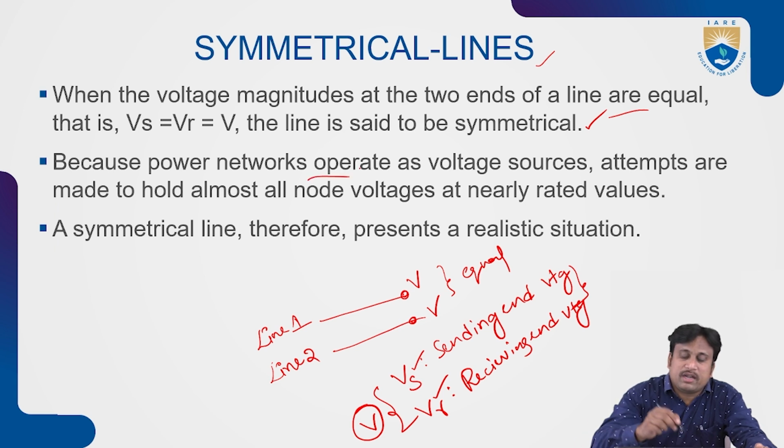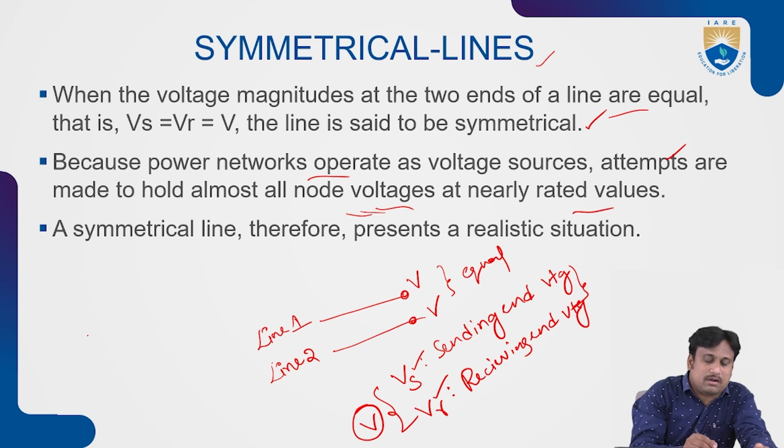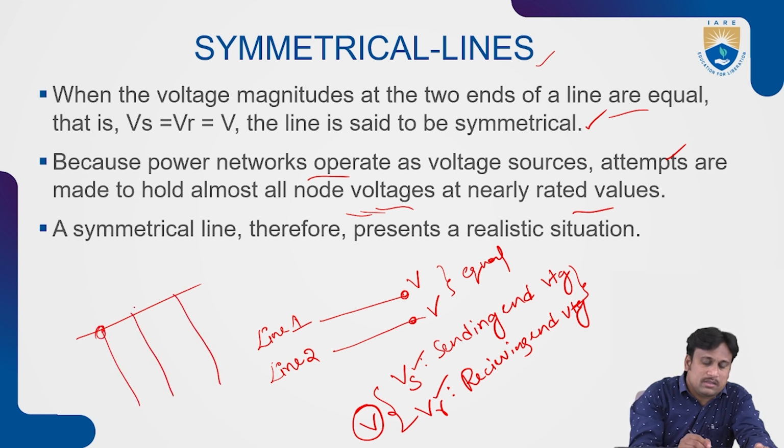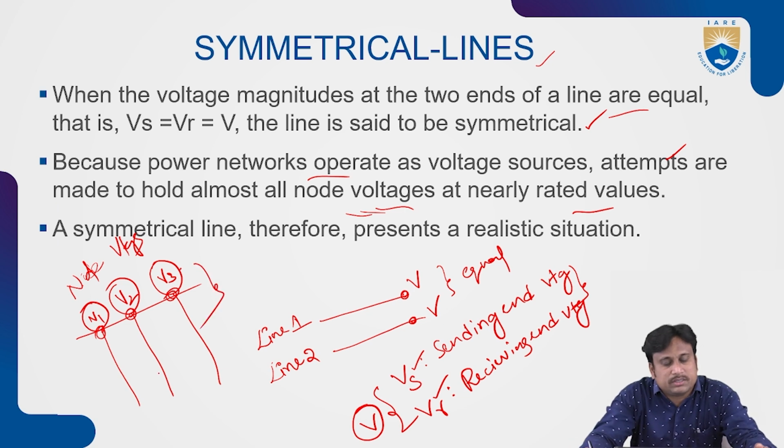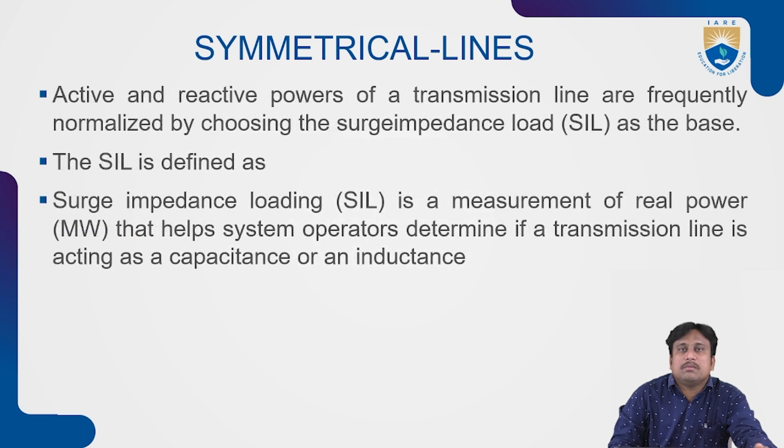Because power networks mostly operate as voltage sources, we will treat all the power networks as voltage sources. Attempts are made to hold almost all node voltages at nearly rated values, whatever the different combinations of lines existing in the power system network. Node voltages means it may be V1, V2, V3, like that all the node voltages must be treated. So a symmetric line presents a realistic situation in the power system network.